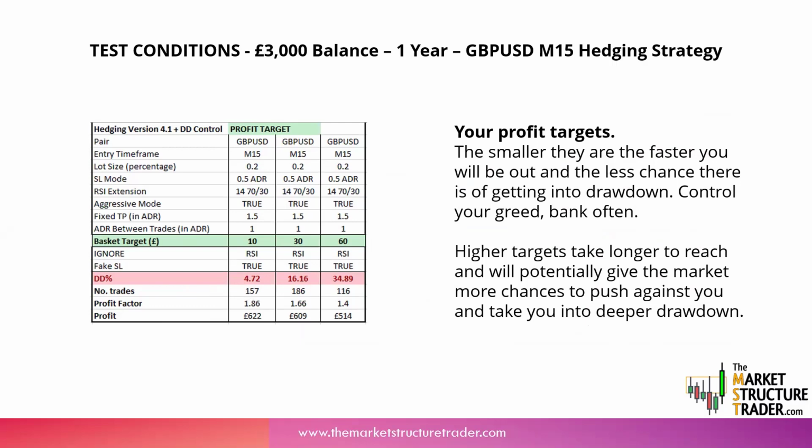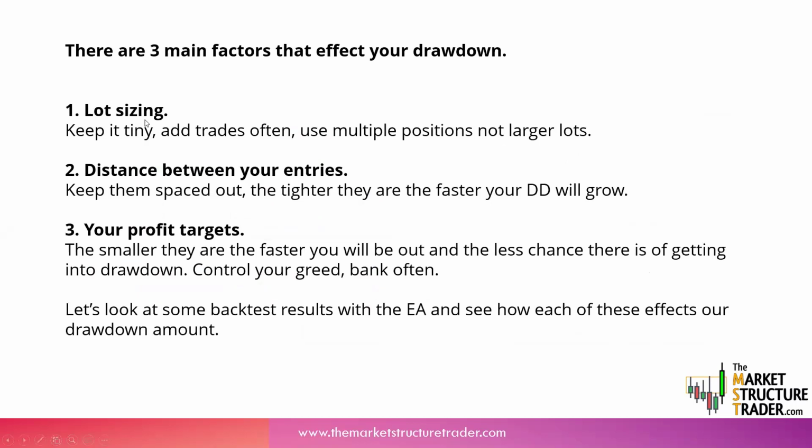So just to recap, lot sizing, distance between entries, and profit targets are the 3 main factors that you can use to affect the drawdown on your account. And you can adjust these personally to your risk tolerance. If you are a risky gambler, and a lot of traders are, which is fine, and you say, I'm happy to have 50% drawdown on my account, this is money I can afford to lose, let's just go for it, let's try and bank as much as we can, get in with a bigger lot size, get in really close together and have big profit targets.